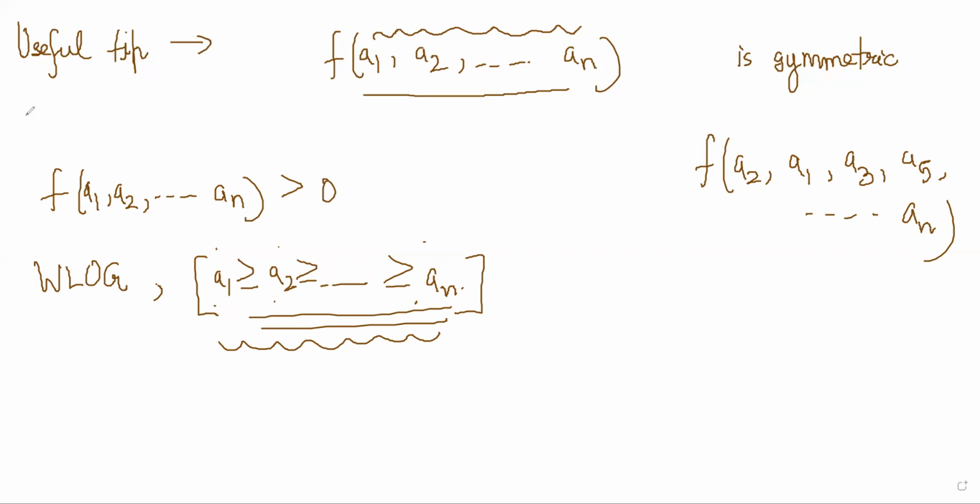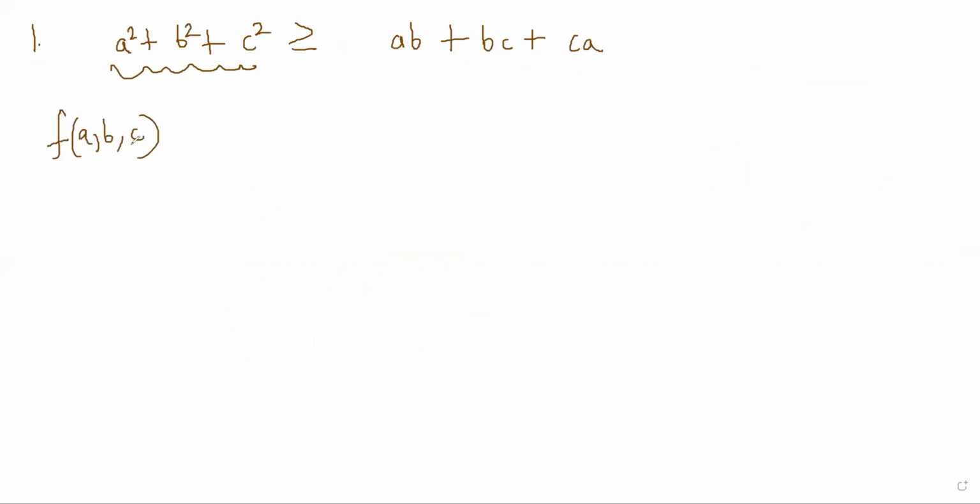So the first example that we look at is very simple. We have to prove that a square plus b square plus c square is greater than or equal to ab plus bc plus ca, right? Now, notice that this function f of abc is symmetric, because no matter how you reorder your a, b, c, the function a square plus b square plus c square will remain the same. So if it is symmetric, then without loss of generality, you can assume that a is greater than b is greater than c, right?